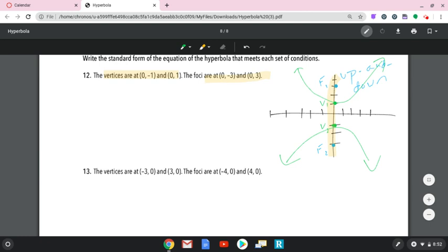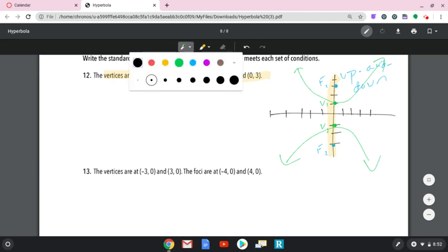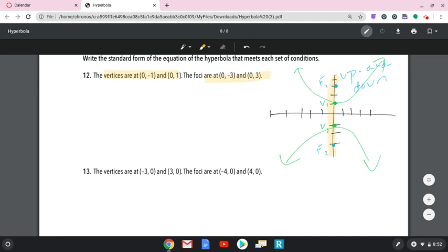We have to write the equation. If it is an up and down hyperbola, we know that y goes first. It's y minus k squared over a squared, minus x minus h squared over b squared, equals 1. All right, so I know that's the case.